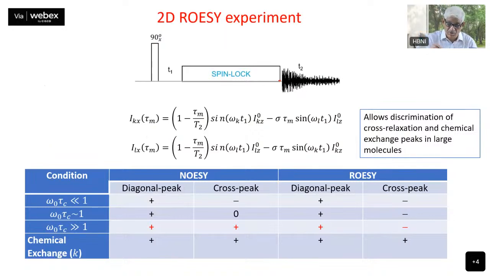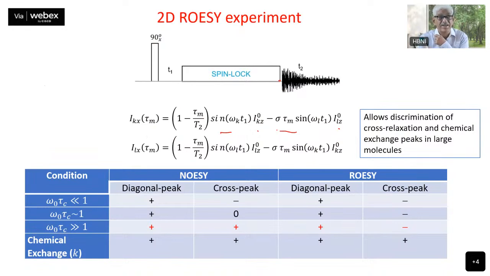So I_kx(tau m) is 1 minus tau m by T2 sine omega_k t1 I_kz naught, minus sigma tau m sine omega_l t1 I_lz naught. Now this will be the diagonal peak and this will be the cross peak. Why do I say this? Because this sigma here is the cross relaxation rate. The cross relaxation is connecting from one spin to another spin. In a homonuclear case, of course, I_kz naught and I_lz naught would be the equilibrium magnetization.